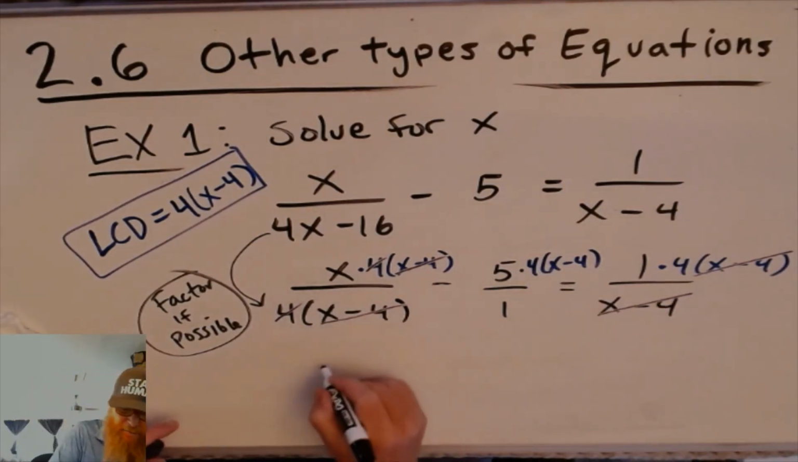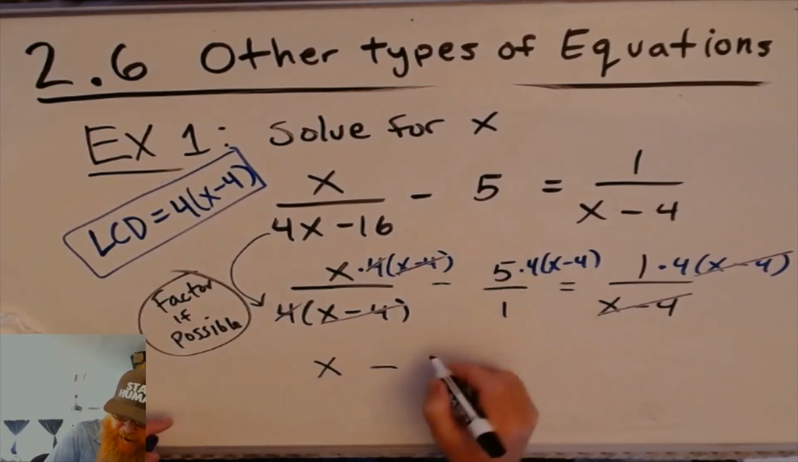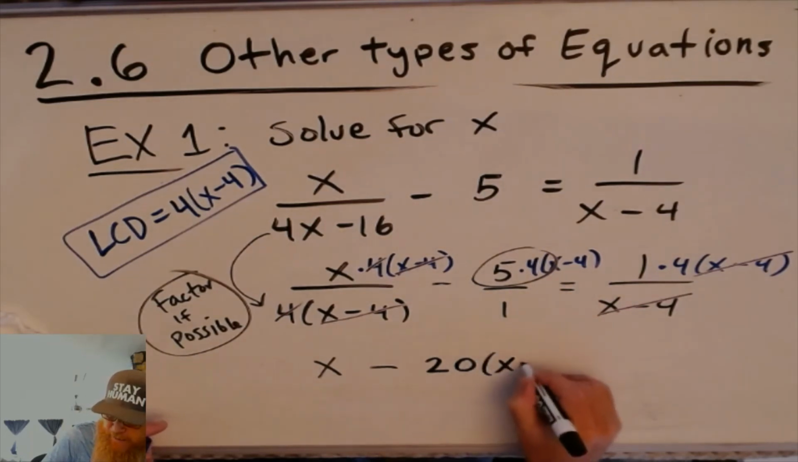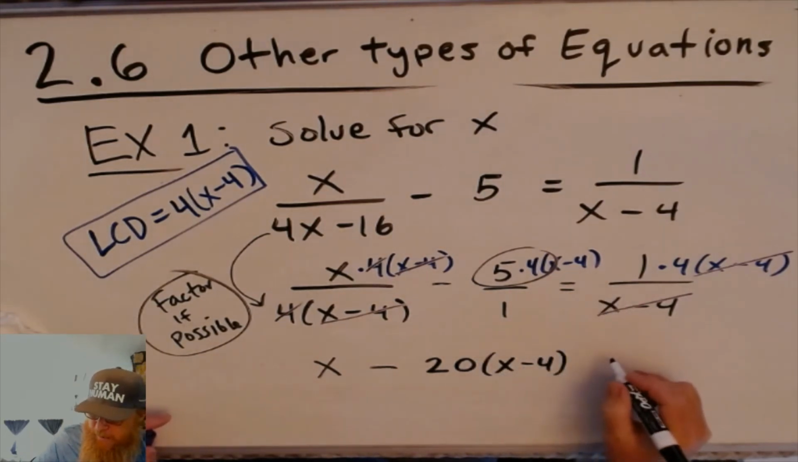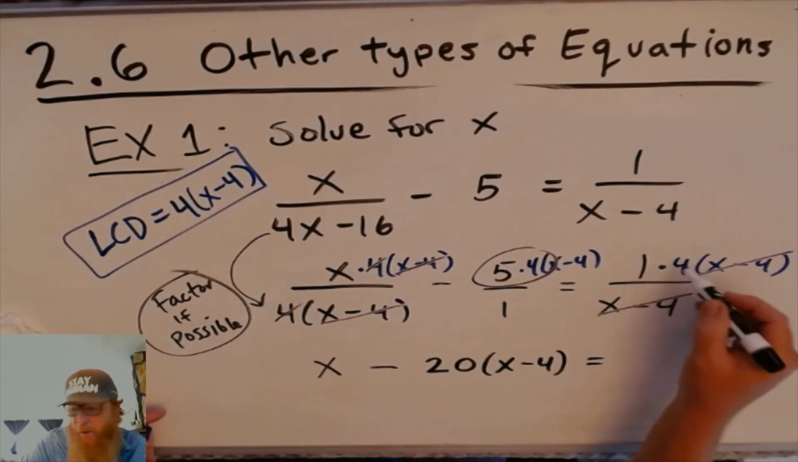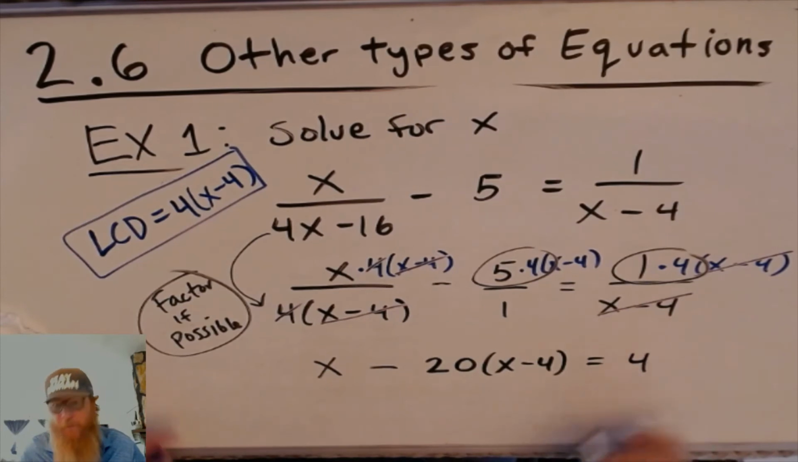So now you have x minus 20. 5 times 4 is 20. x minus 4 equals 1 times 4. 1 times 4 is just 4.